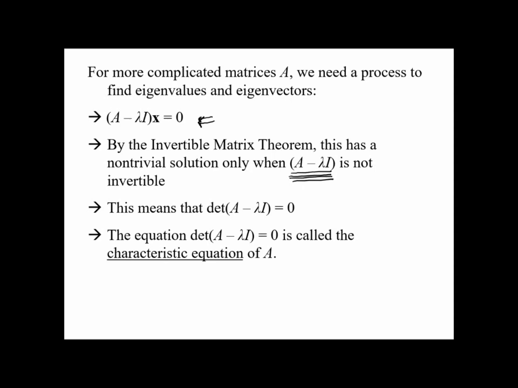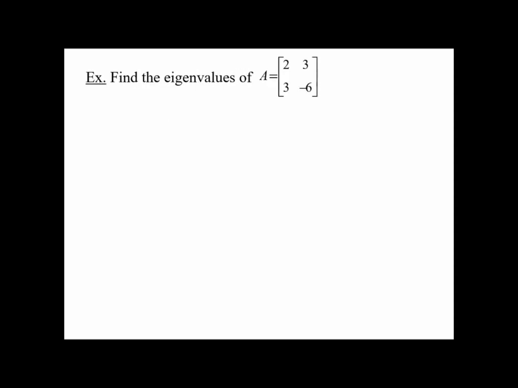of A. And that equation is going to end up being an equation with the variable lambda, and then we're going to solve that equation for lambda. So let's see that process in action. Let's find the eigenvalues of this matrix. So again, the first thing I'm going to do is find the determinant of A minus lambda I.